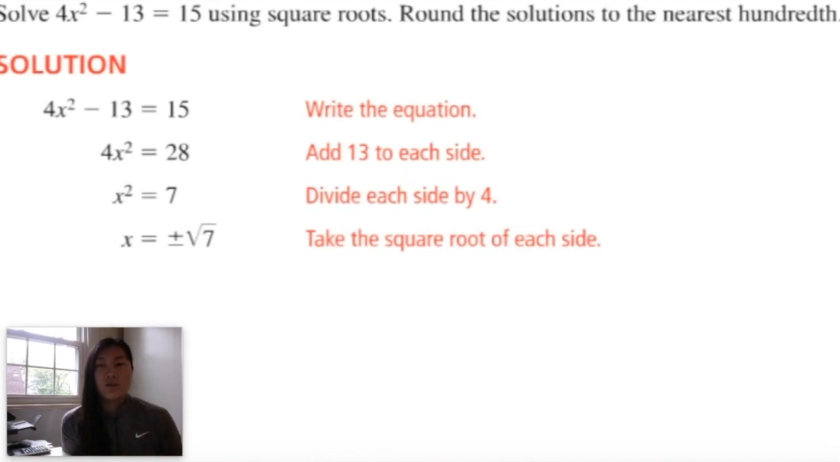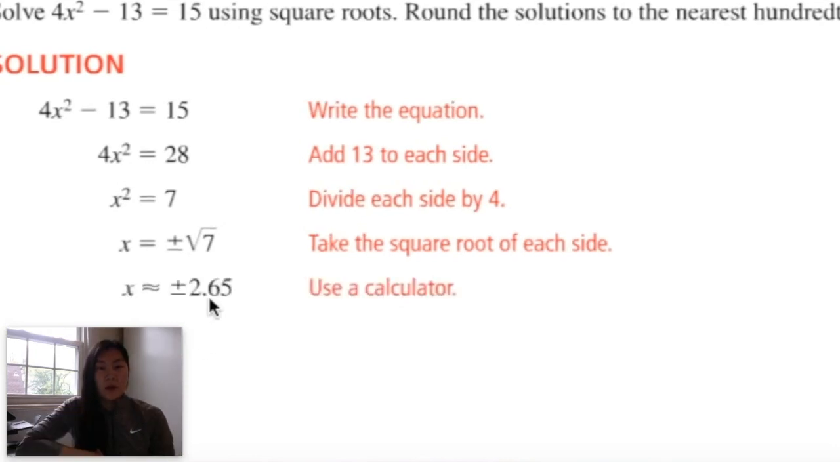And it says to round to the nearest hundredth place. So I will need to make sure that I round it correctly. Instead of leaving it as a radical, let's round it correctly. So your x is approximately plus minus 2.65. Let's plug this into the graphing calculator just to practice again and see if we get the same answer.